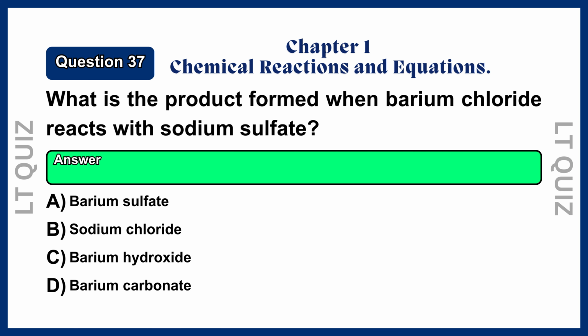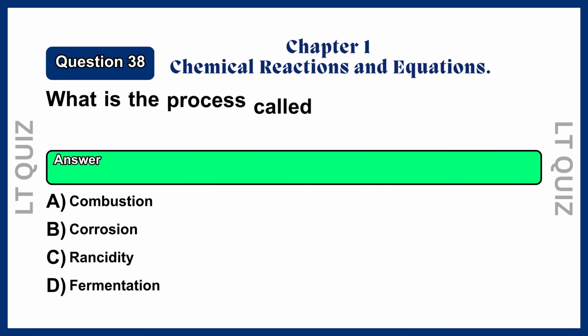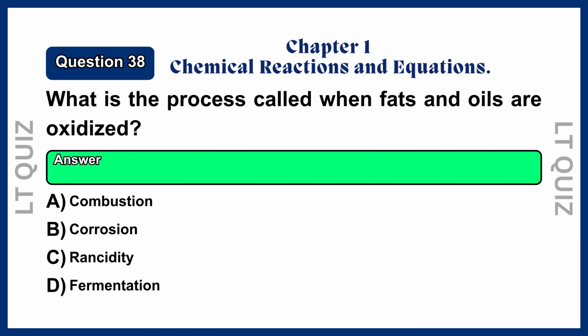What is the product formed when barium chloride reacts with sodium sulfate? The correct answer is option A, barium sulfate. What is the process called when fats and oils are oxidized? The correct answer is option C, rancidity.